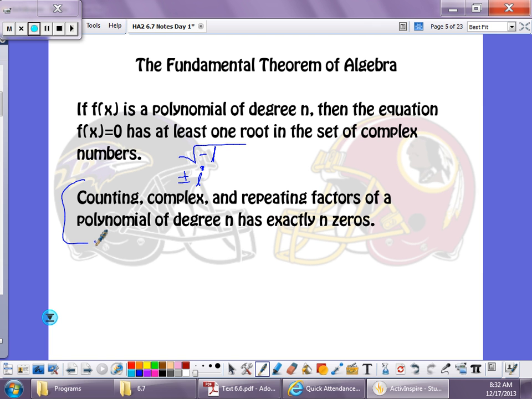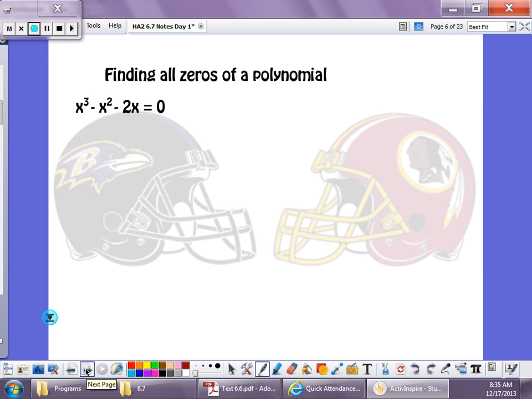Okay, and the other important thing is that the degree of the polynomial tells you how many zeros it has. So if it's to the 4th degree, you have 4 zeros. If it's to the 3rd degree, you have 3 zeros, and so on and so forth. So, really all I need you to take from this is, we're raising it to the 3rd power, right? So how many zeros are there going to be? 3. So if it's to the 3rd power, you have to find 3 zeros.